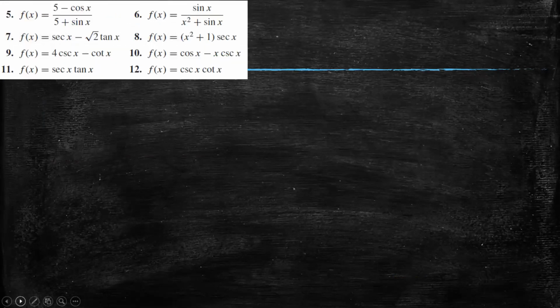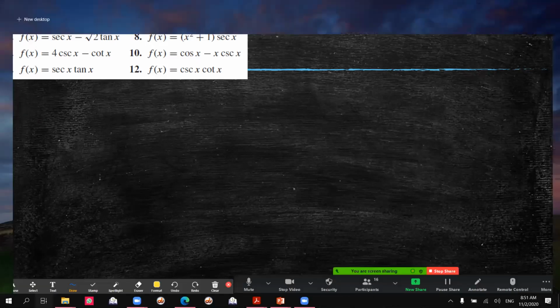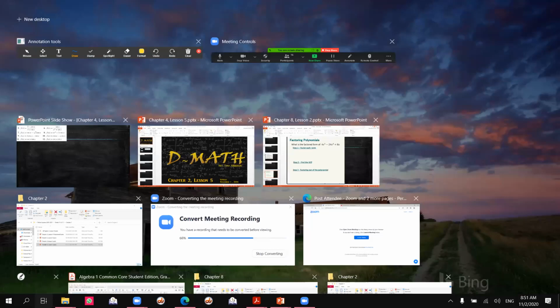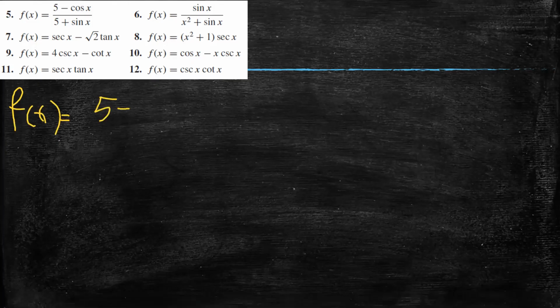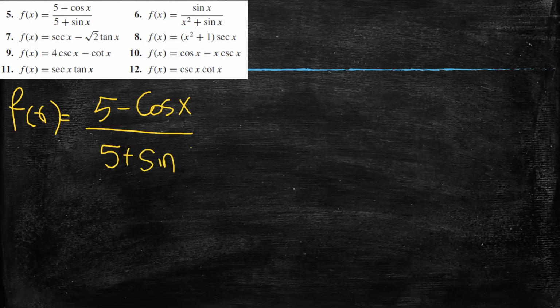Let's now do these problems here. Number 5. If f of x is 5 minus cosine x over 5 plus sine x, let's find f prime of x. Let's do it here now. So f of x is 5 minus cosine x over 5 plus sine x.